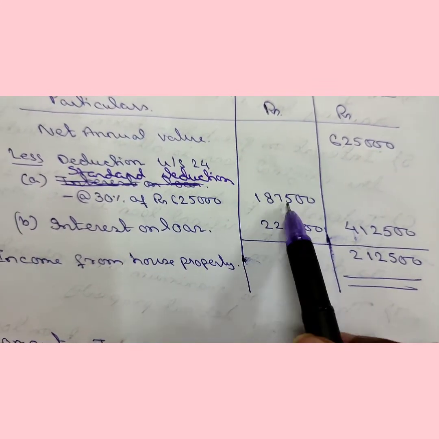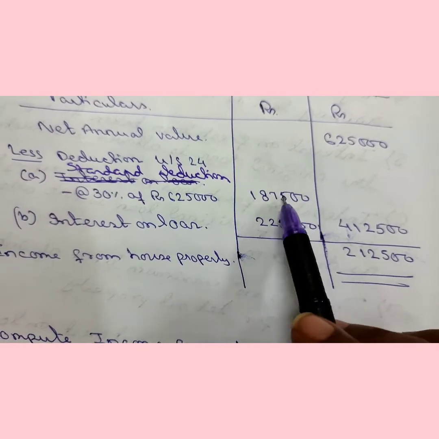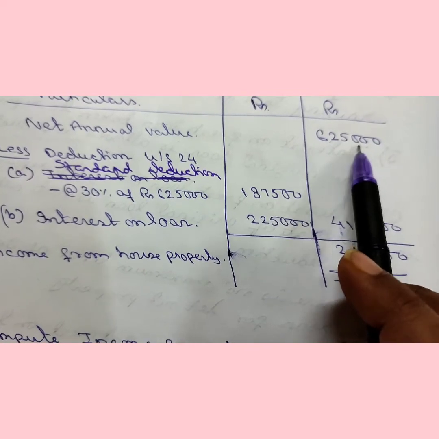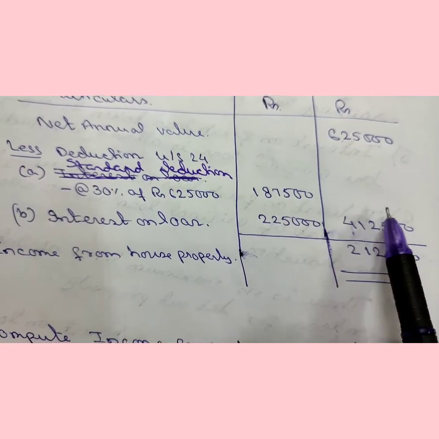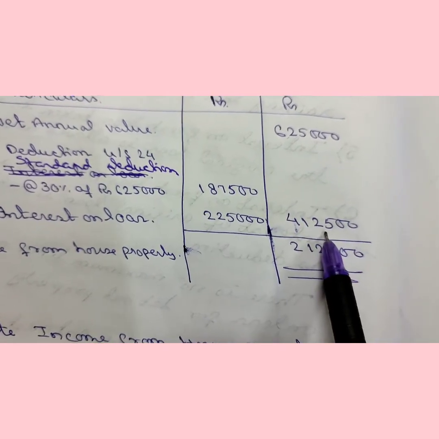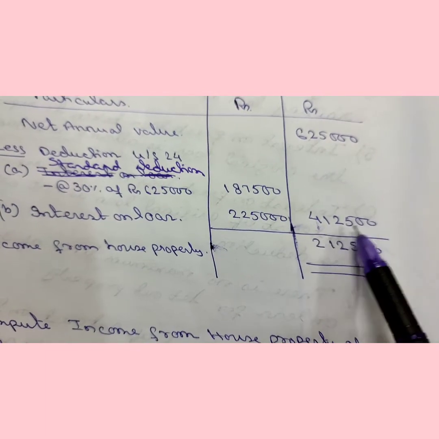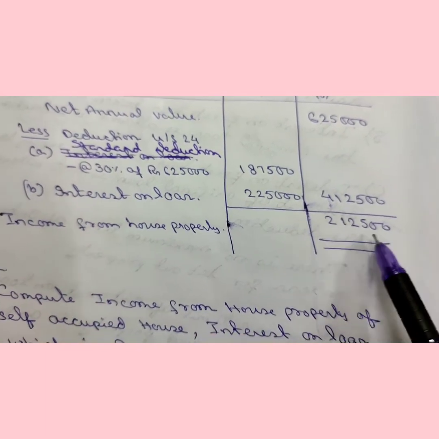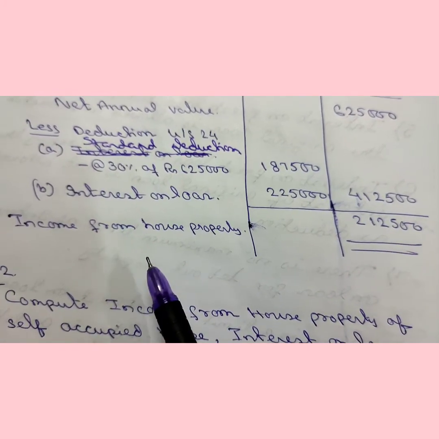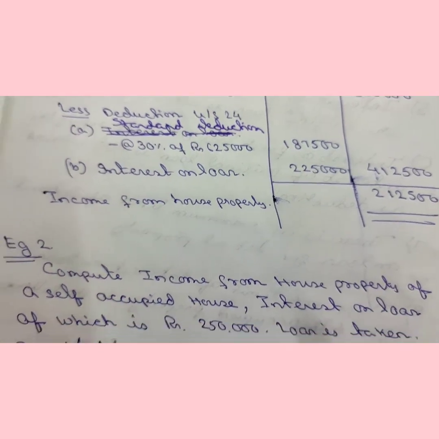So these two are the deductions. We are adding these two because these two should be reduced from this net annual value. Now we are adding these two and taking the total of these two reductions in the outer column, and from the net annual value the total deduction is deducted and the residual amount, that is 2,12,500, is the income from house property of that person. Okay, this is the first sum.